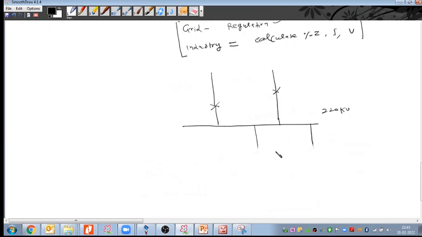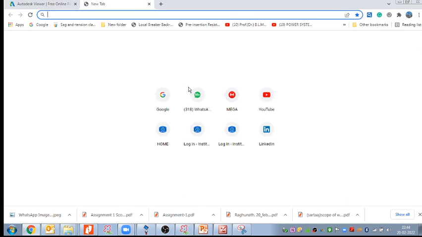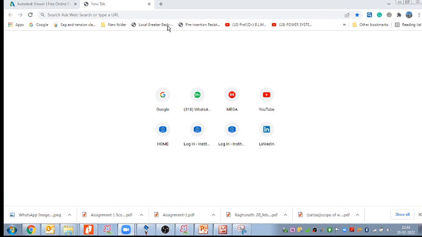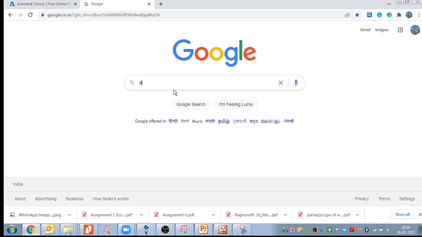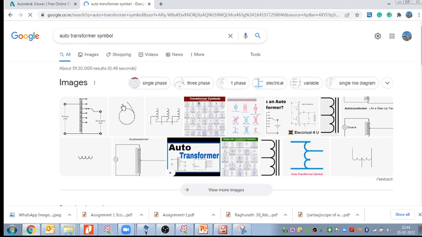So what is the symbol of the ICT? I think this kind of symbol we follow. I'm not able to draw the correct symbol, but I think this kind of symbol, or you can see the ICT symbol here. How do we draw this, like that we draw. What is the ICT symbol? Auto transformer symbol. So please follow the auto transformer symbol, this one, like that.